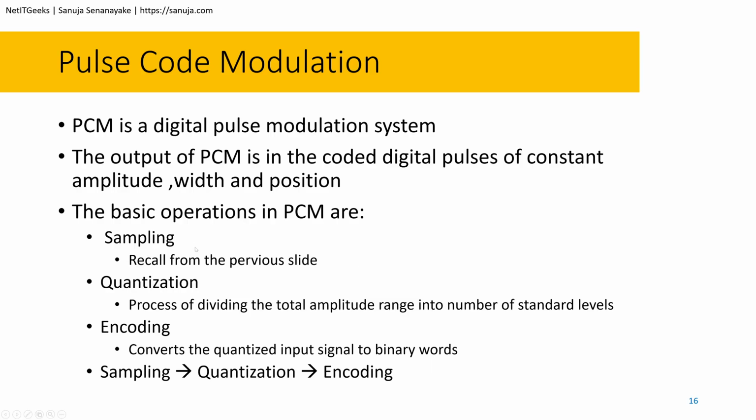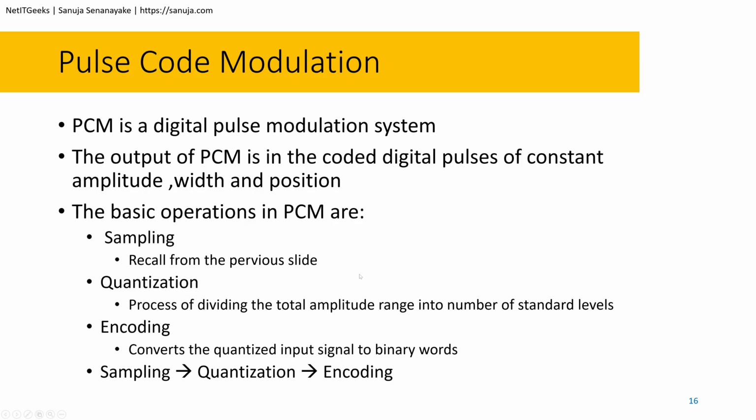Sampling is basically, recall from my previous slide, taking a sample of the signal, as I told you, like when you're talking to someone, it's an analog curve. To convert it into digital, we take samples. So that's what sampling is about. Then quantization is basically the process of dividing the total amplitude range into a number of standard levels.